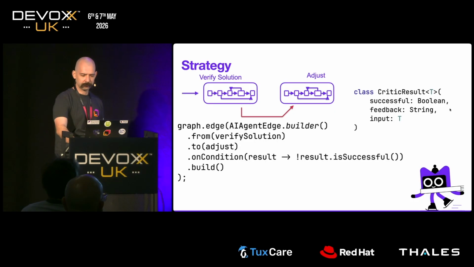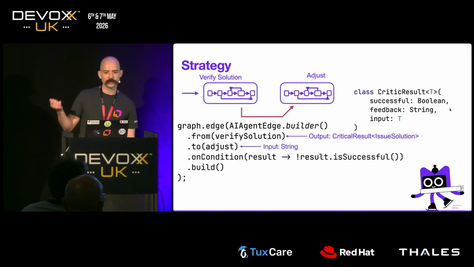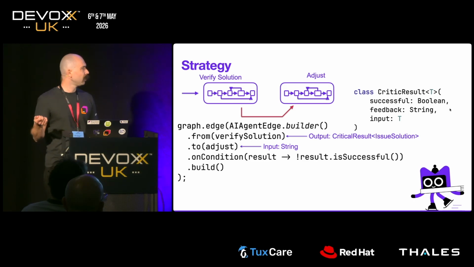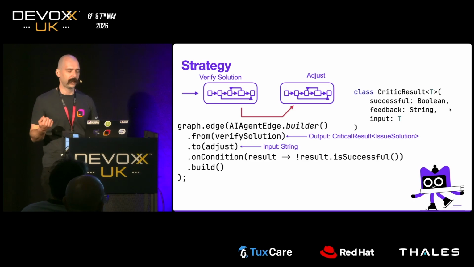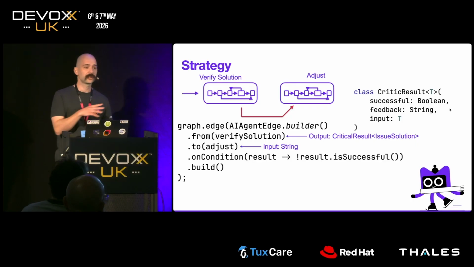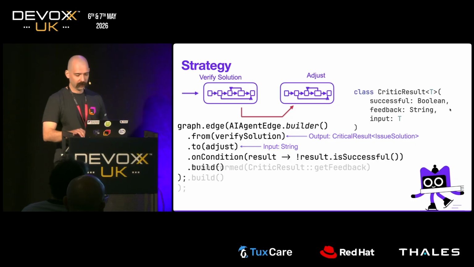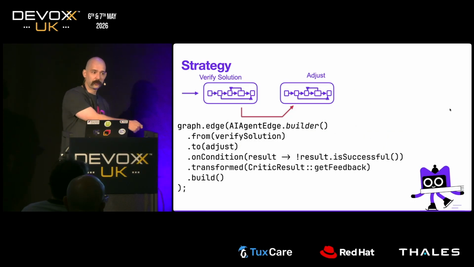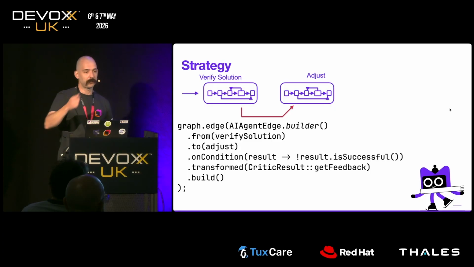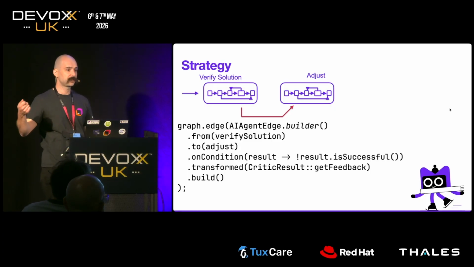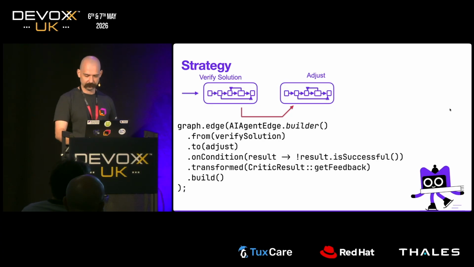But there is a problem. Our verification subgraph returns critical results, and the input of our adjust step is the string feedback, right? And this does not type match. So at this point, we have a compilation error. Our program does not compile. So we need to specifically transform the output of the verify solution subgraph to match the input of the adjust subgraph. And this is the string value of the feedback.